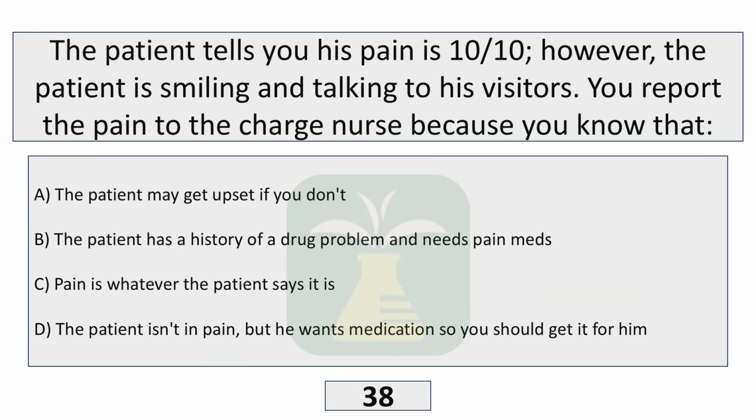The patient tells you his pain is 10/10. However, the patient is smiling and talking to his visitors. You report the pain to the charge nurse because you know that: A. The patient may get upset if you don't. B. The patient has a history of a drug problem and needs pain meds. C. Pain is whatever the patient says it is. D. The patient isn't in pain, but he wants medication, so you should get it for him.